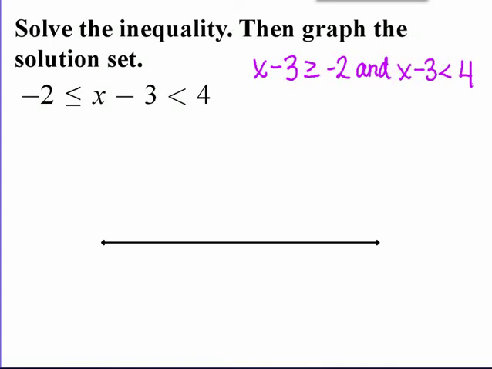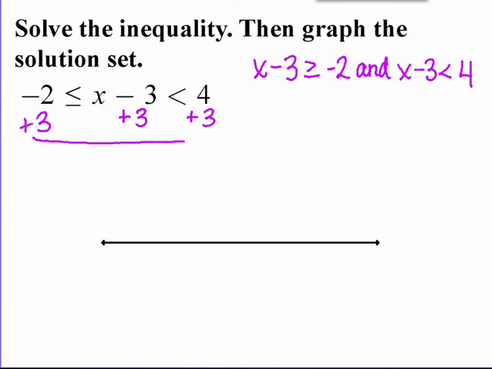If I look here in the middle, I want to get the x all by itself. So to get the x all by itself, what am I going to do? Add 3. Now this is the thing. Normally with an equation you add 3 twice, once on each side. With an inequality, I'm going to have to add it 3 times: I've already added it in the middle, and then I'm going to have to add it on the left and the right. So notice you have to add it on all parts.